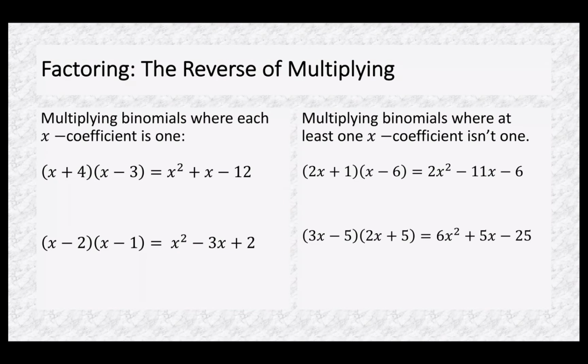The factorization on the right has more complication. The binomials contain a term with a coefficient on x. It's a bit more tricky to factor trinomials of this type, and I'll give you 5 examples in this video to show you how to get the job done.